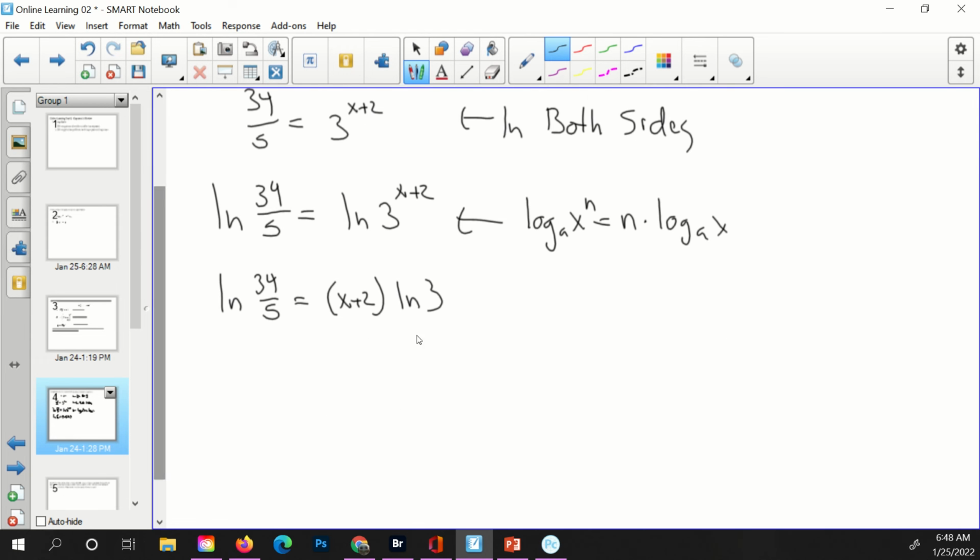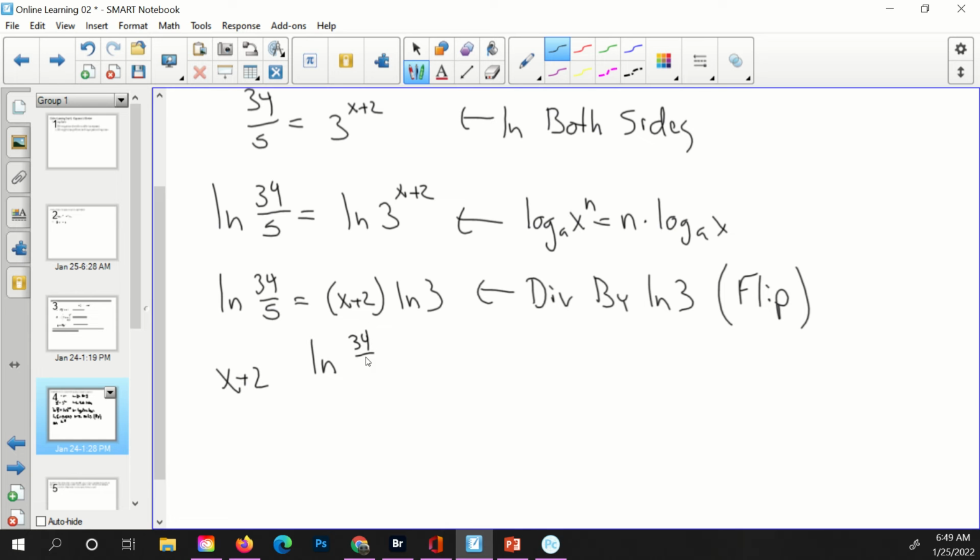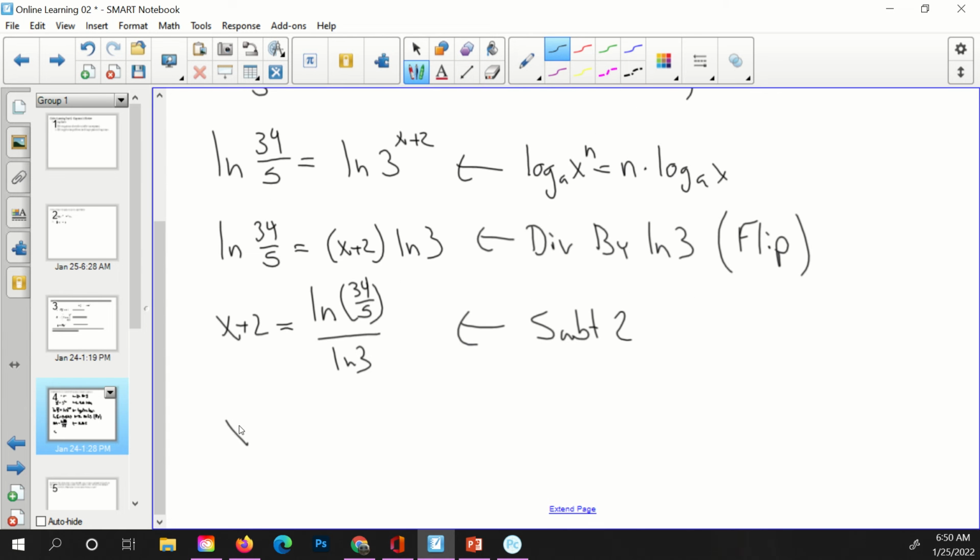Now I can calculate the ln of 3. That is also a number. So here I'm going to say divide by ln 3, and in this step we're also going to flip the equation. So I'll have x plus 2 left on that side, and then I'll have the ln of 34 over 5 all over the ln of 3, and here we will subtract 2 from both sides. Alright, so we're going to subtract 2. We'll get x is equal to the ln of 34 over 5 all over the ln of 3, and then subtract 2.